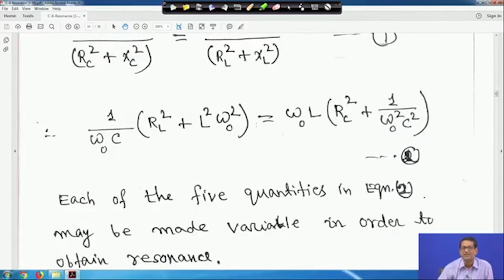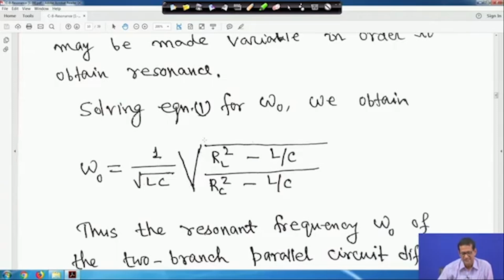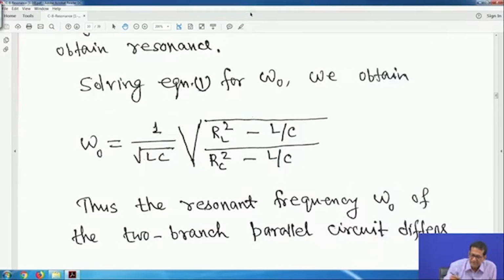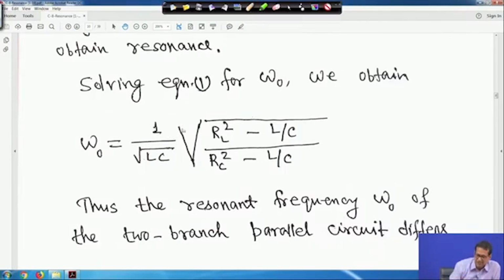I suggest you please do it. I have given you the final expression. So you get 1 upon root over LC, then root over RL square minus L by C, divided by RC square minus L by C. For the series circuit, omega 0 was 1 upon root over LC only, but for the parallel circuit, right.